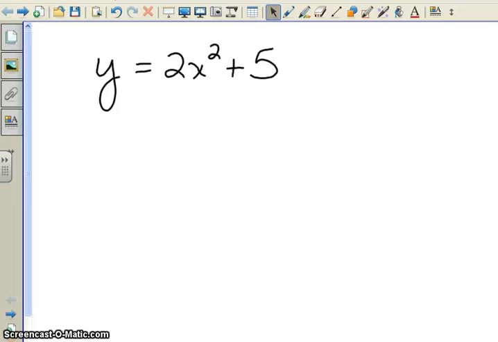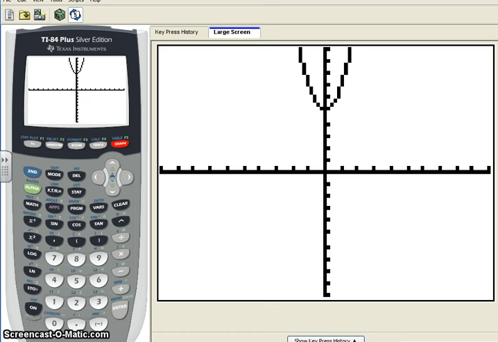Does this equation represent a function? And then is that function a one-to-one function? Let's check it out. On our graph, here is the parabola, y equals 2x squared plus 5. It is going to be a function because it passes the vertical line test. However, its inverse will not be a function because it fails the horizontal line test. So it is a function, but not a one-to-one function.